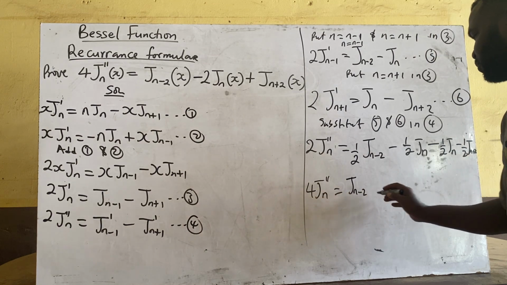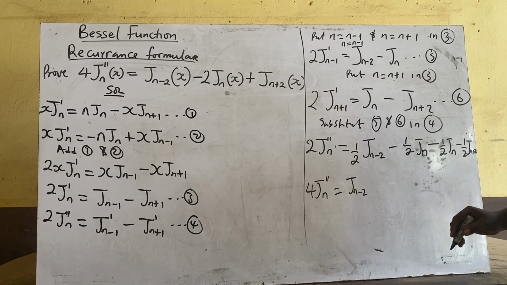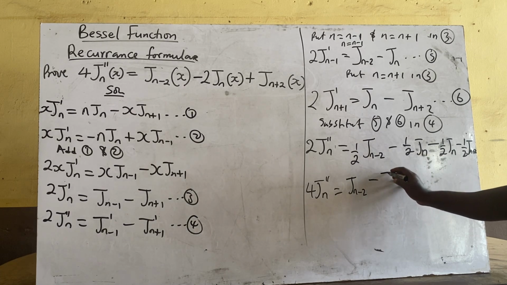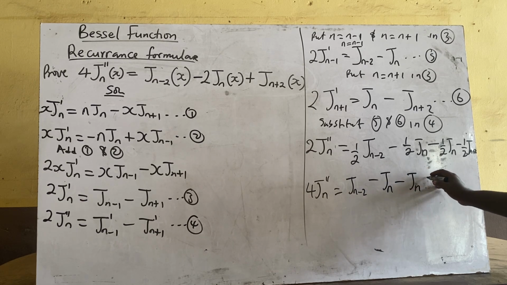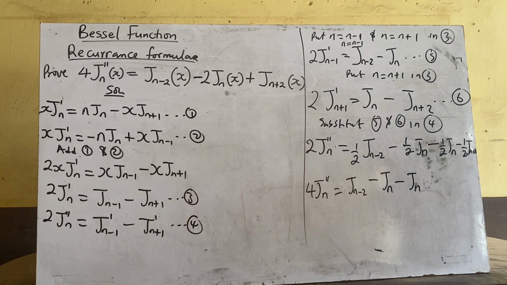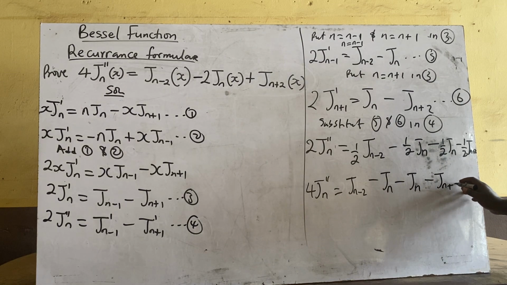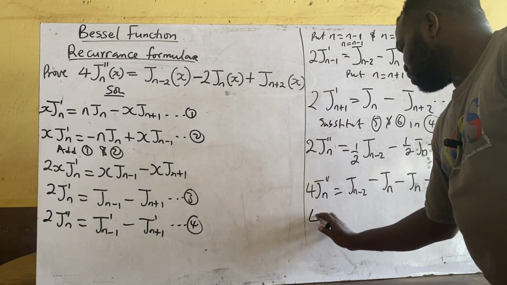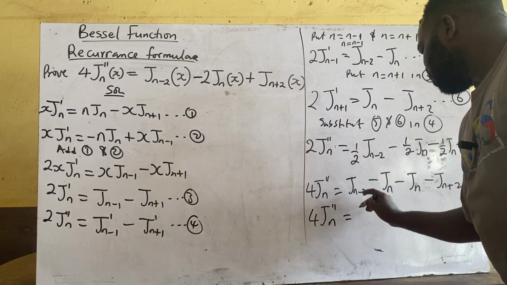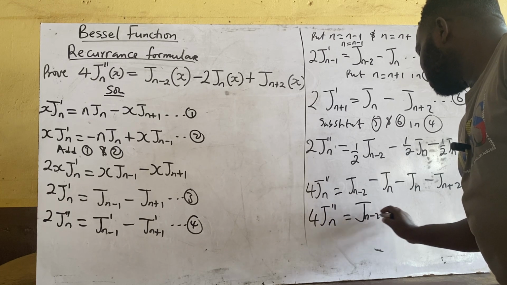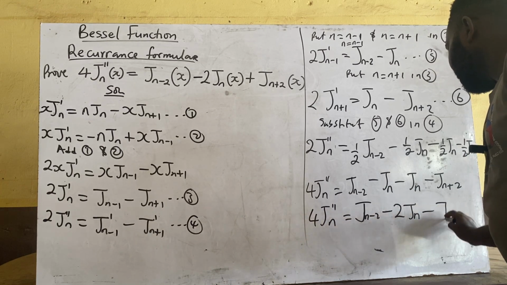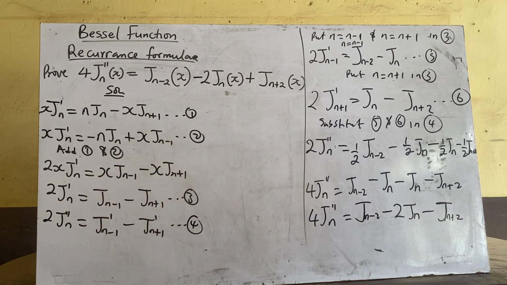This one is gone, so I'm having J n minus 2 minus J n minus J n again. Then how did I get minus here? Let's check very well if there is a problem, because in their own they're having plus. So why am I now getting minus J n plus 2? This and this is giving me 2, so 4J double prime n will now be equal to J n minus 2 minus 2J n minus J n plus 2. Let us see if there is a mistake somewhere, because I don't know why theirs has plus and mine has minus.